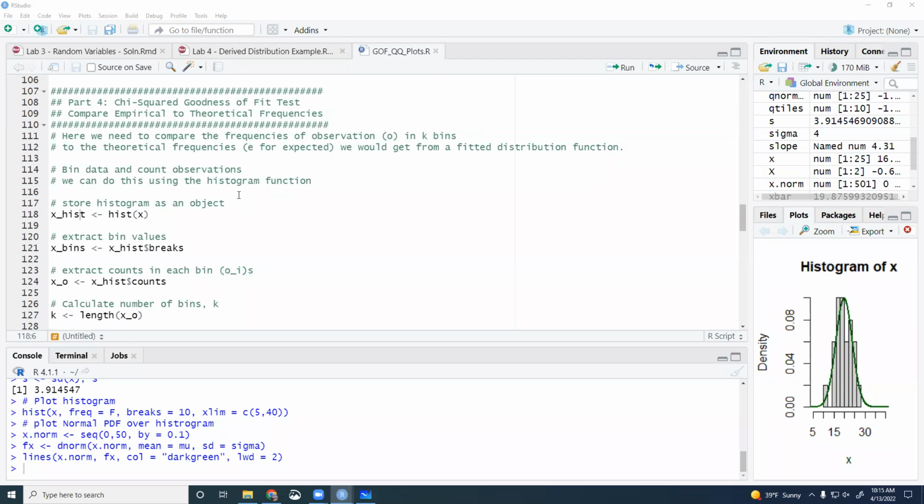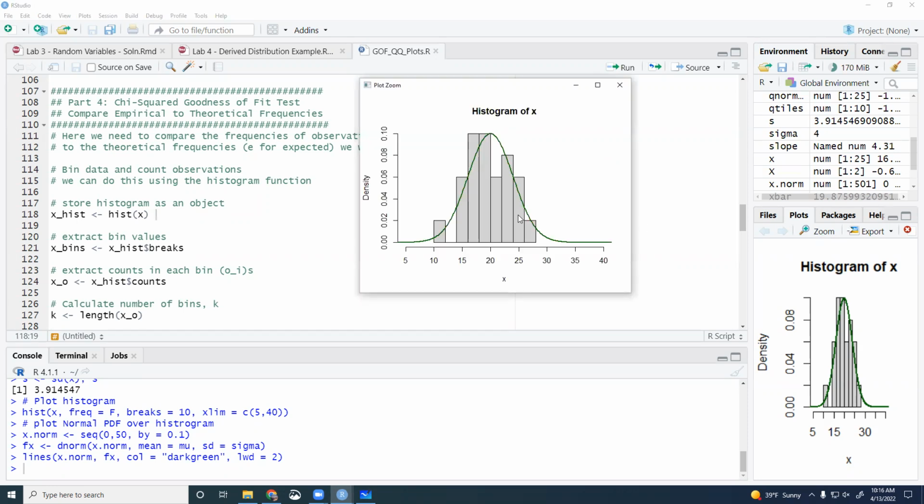For the chi-square goodness of fit test, we're comparing empirical or observed frequencies within a histogram to theoretical frequencies from a fitted distribution. We're saying, does this histogram represent that theoretical distribution? So the first thing we're going to do is calculate the frequencies within each of our histogram bins. And I think in this case, we're going to be comparing our histogram, which is actually a sample from the normal distribution, to the normal distribution.